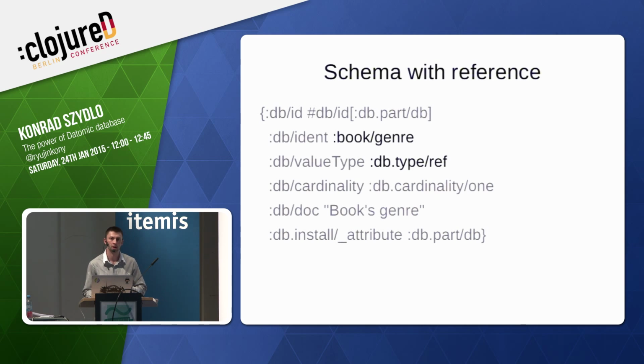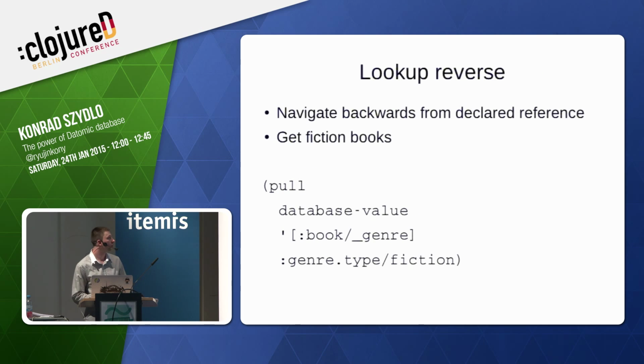But what if we want to find out all the fiction books in our database? We can do this using reverse lookup that navigates backwards from declared references. So here, all we have to do is specify book genre with an underscore, and this hints to the Datalog query engine that we want to navigate backwards. So whenever there is a book entity that's got some genre, we want to go the other way. And this example would find all the fiction books in our database, or the database value that we pass.